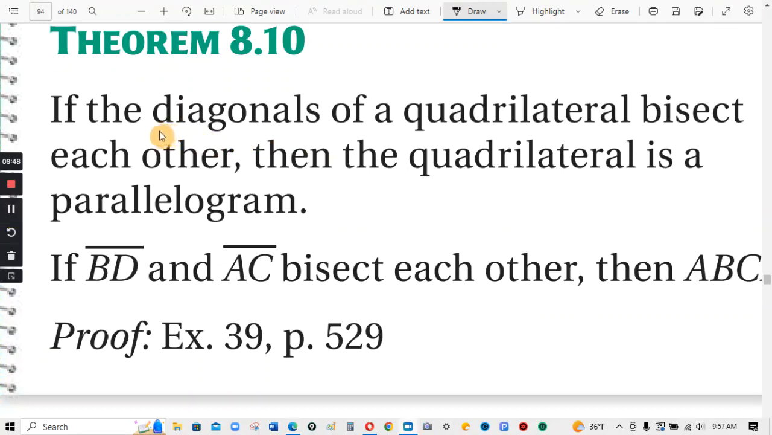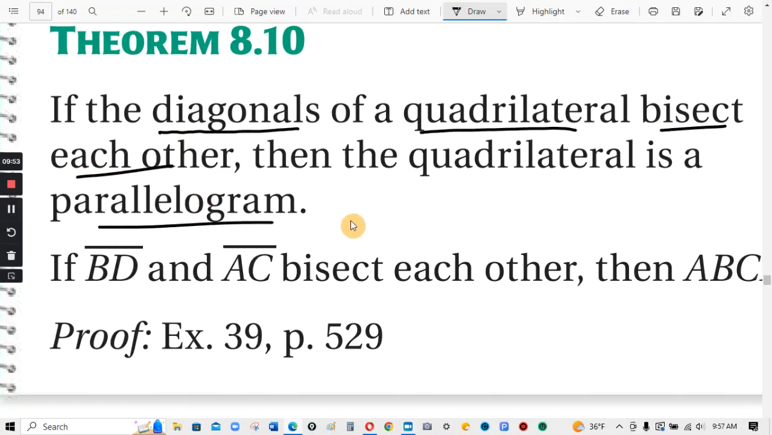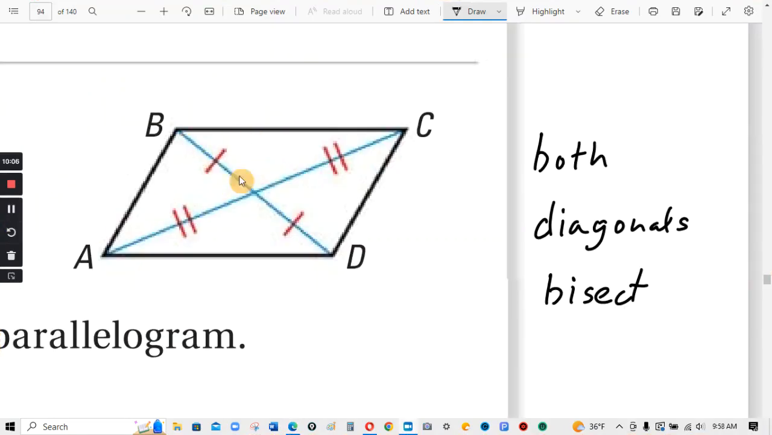Okay, if the diagonals of a quadrilateral bisect each other, then it's a parallelogram. Since it says diagonals, plural, it has to be both diagonals. So let's take a look. We see the diagonals here in blue. This one is congruent to that one, and this one here is congruent to that one. This matches this, and that matches that. It has to be both diagonals bisecting each other, and that proves it's a parallelogram.